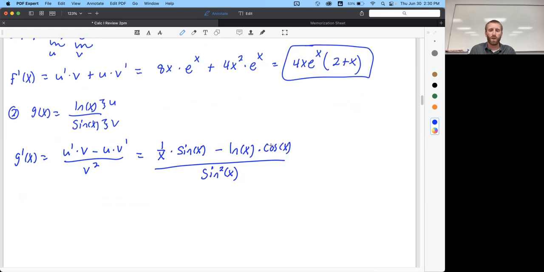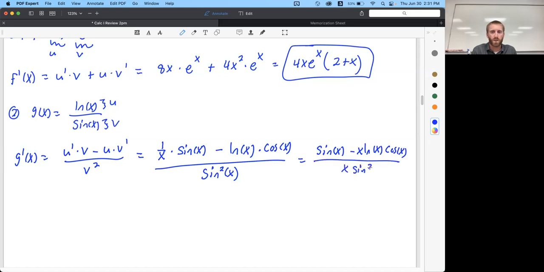So that's fine. Or we can simplify this a bit with properties of fractions. We would get something like this, times cosine of x all over x sine squared x.